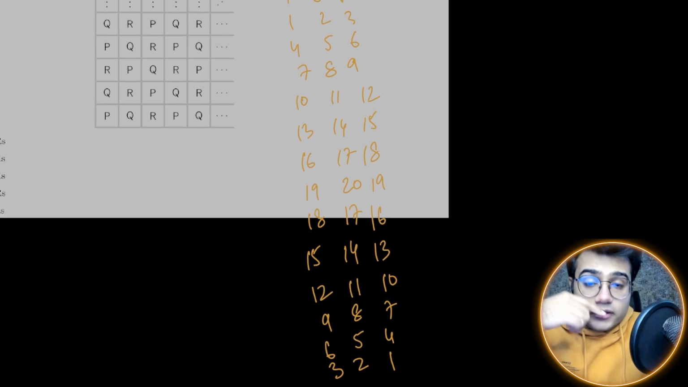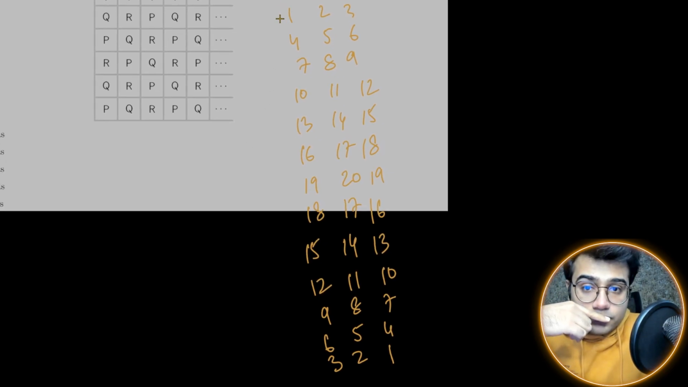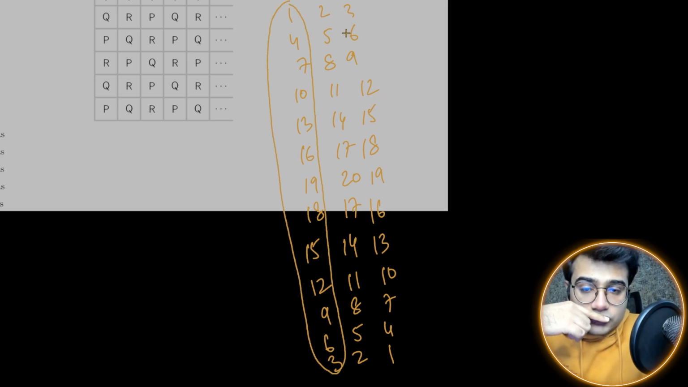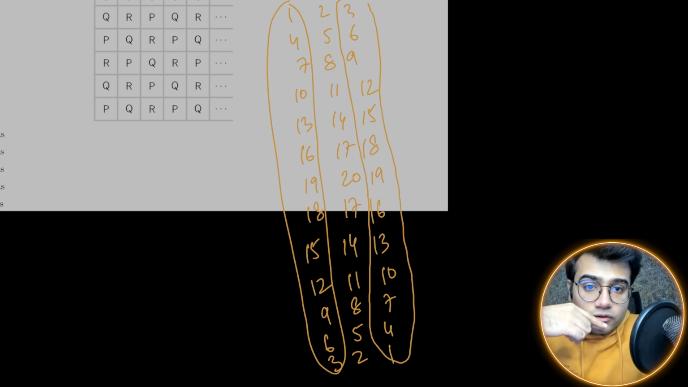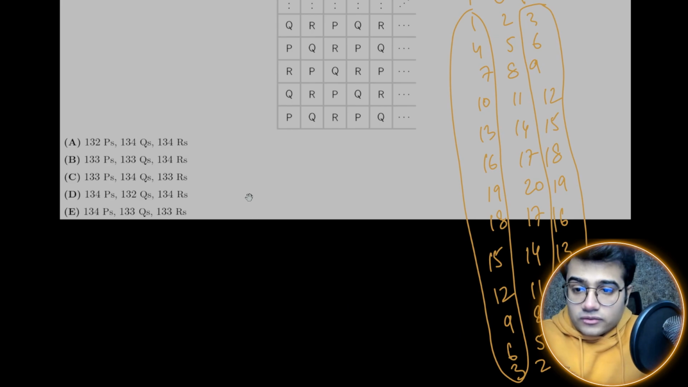Now, first off, what we can observe is that P and R are just the reflection of each other. P is just R in reverse, so they're going to be the same. So that will rule out answer choice A, that will rule out answer choice B, that will rule out answer choice E. So the only answer choices we're left with are C and D.